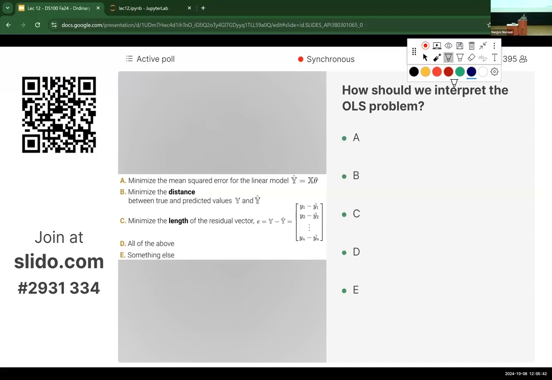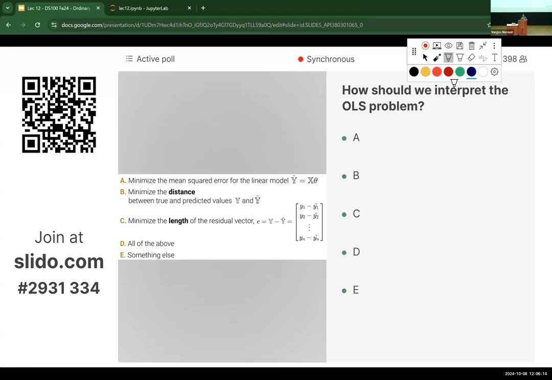Option C says to minimize the length of the residual vector, right? This is kind of given based on my final objective function. I said that my final objective function was equal to 1 over n times the L2 norm, or the length of the residual vector, squared. So you're effectively minimizing the length of the residual vector squared, which means that you're minimizing the length of the residual vector itself as well. So option C is correct.